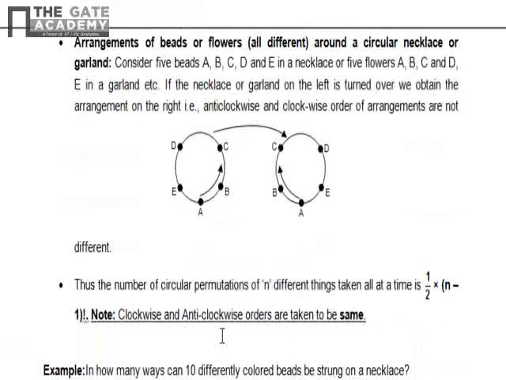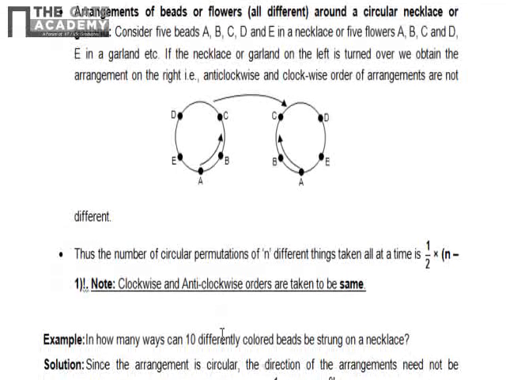Now this is another concept: if you want to arrange beads or flowers around a garland or a necklace, the only difference between the above concept and this concept is that here clockwise and anti-clockwise permutations are the same, because you can turn the garland and see it from the back side also. So here the total number of permutations will be half of n minus 1 factorial.